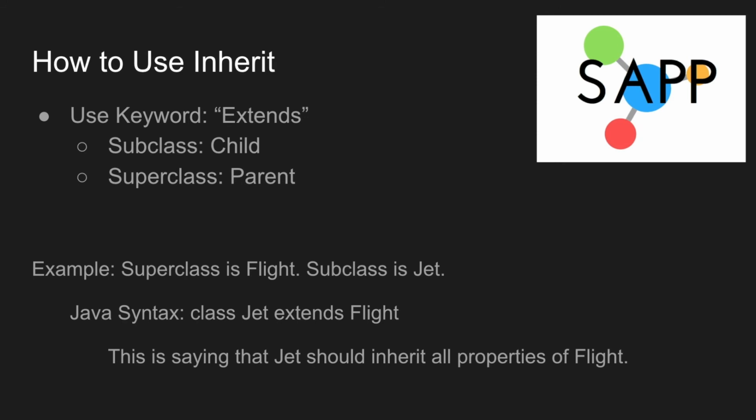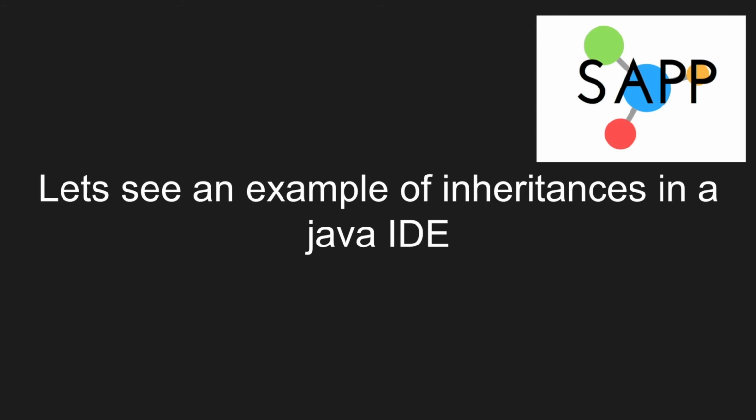And how do you use inheritance in Java? The keyword for inheriting is extends. The subclass is known as the child, and the superclass is known as the parent. For example, the superclass would be a flight, and a subclass would be a jet. Another subclass could be a plane, another could be a rocket, and it could keep on going. The Java syntax for this would be class jet extends flight. So a subclass will extend the superclass, and that's how you write it. This basically says that the jet should inherit all properties of the flight class, but it can also add its own. Now let's see an example of inheritance.